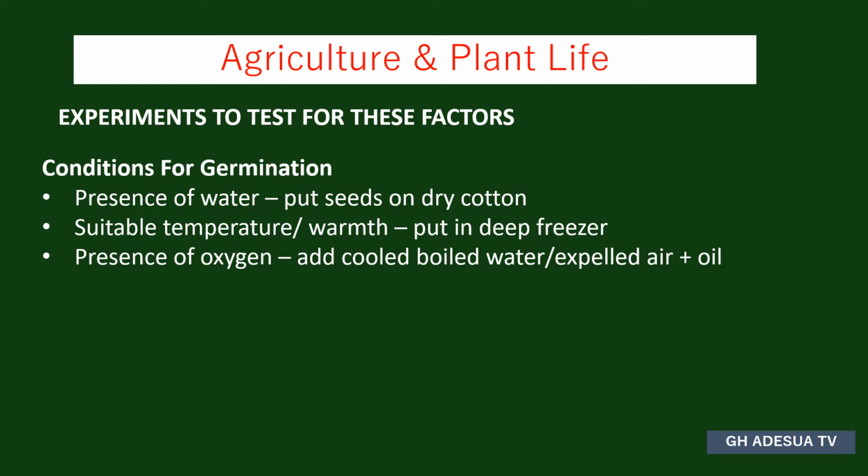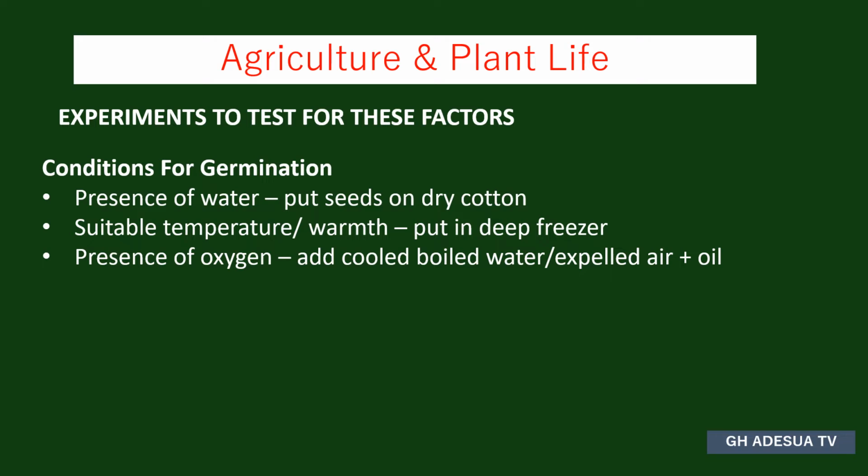Now, if you want to test in an experiment for the various factors that affect germination, you would have to have what we call the control. The control always is the setup of the experiment that would have every condition met, and at the end of the day we expect that it has a successful outcome. Then our test is the experiment in which we will try and eliminate one or two of the conditions, usually one, and see if it is really relevant for that experiment to take place.